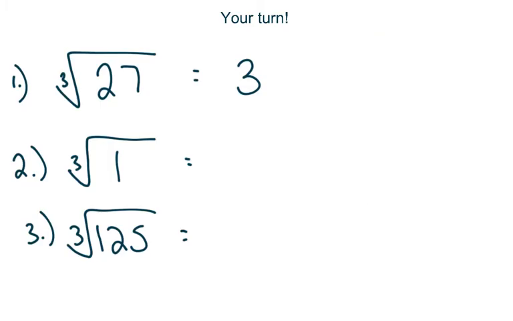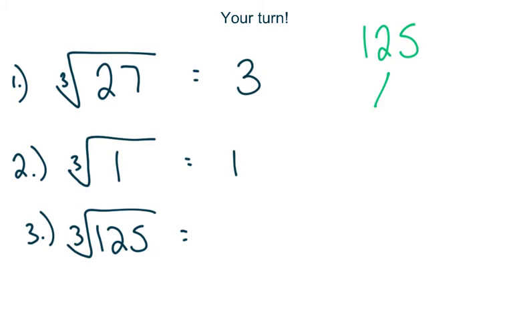Like number 2, you should just know 1 times 1 times 1 is 1. So the cube root of 1 is also 1. But maybe you don't know what the cube root of 125 is. So I'll go back to that factor tree. This is always a strategy that you can use.